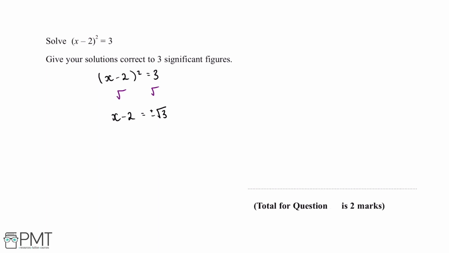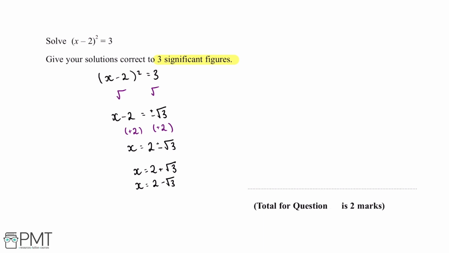So the next thing we'll want to do is add 2 to both sides. So x minus 2 plus 2 will give us x, and then plus or minus root 3 plus 2 will give us 2 plus or minus root 3. So what this means is that x equals 2 plus root 3, and x also equals 2 minus root 3. And now the final thing we need to do is put these two values into our calculator so that we can give our solutions correct to 3 significant figures.